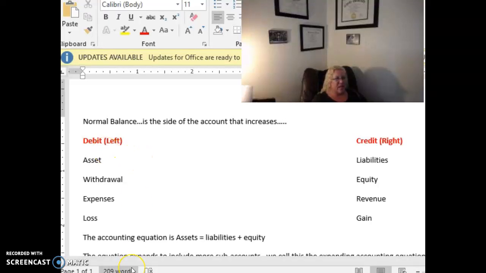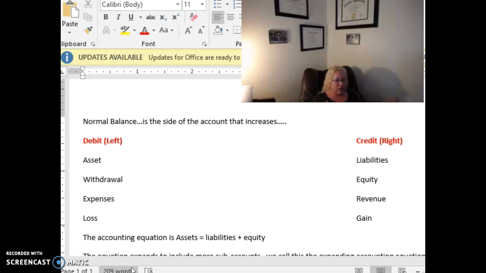Hello everyone. This week, in week one, we're going to be talking about normal balances. To me, understanding the normal balance is the key to understanding everything in accounting. It's the foundation. If you can get the normal balances and understand them, everything else is just going to be so much easier.